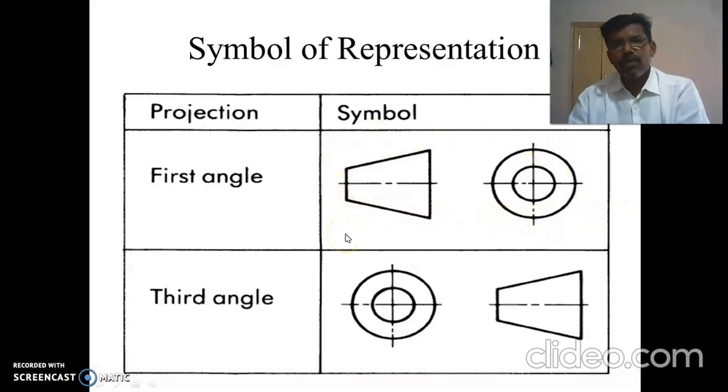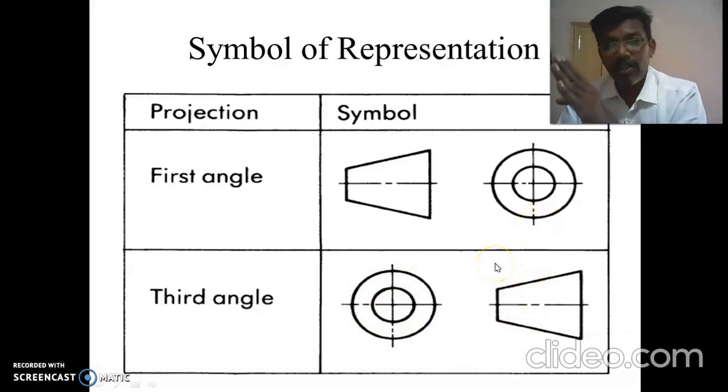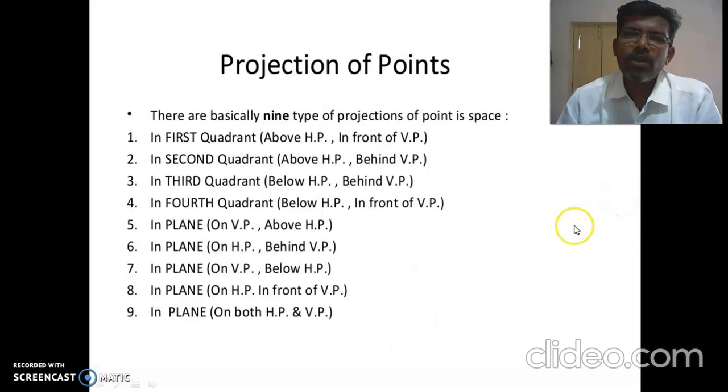Next, coming to the third angle method of projection, this is the top view and this is the front view. Why are these two views interchanged? In the first quadrant the front view is first, and in the third quadrant the top view is in the second place. By this you will be able to identify them in the further projection of points. So let us go to the projection of points.